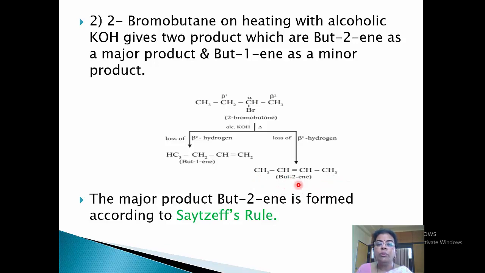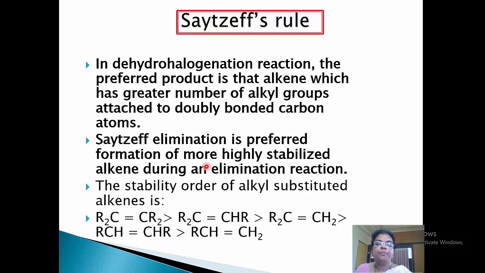Therefore this but-2-ene is more substituted and highly stable, and therefore it is obtained as the major product, or 80% but-2-ene is formed. In the case of this but-1-ene, it is less substituted, that is, only one alkyl group is bonded to this alkene, therefore it is the minor product, or 20% product is formed.